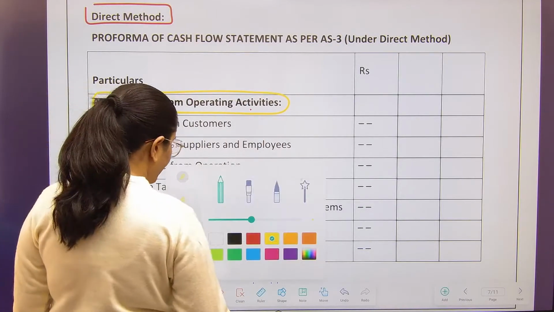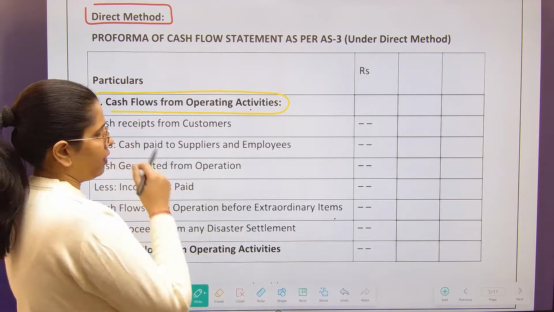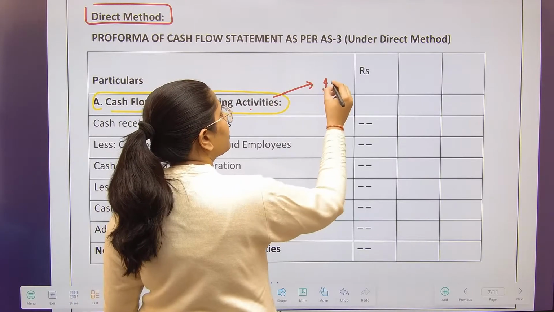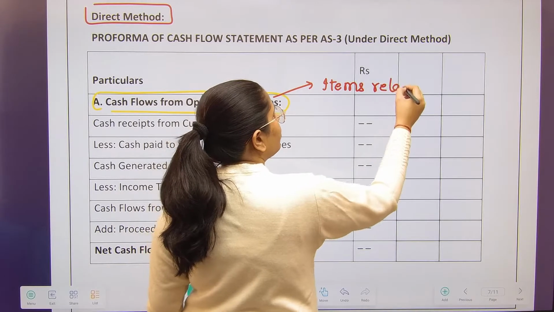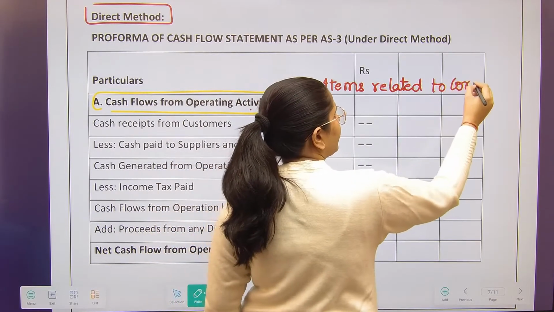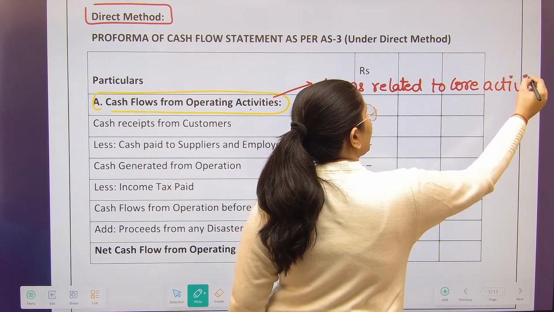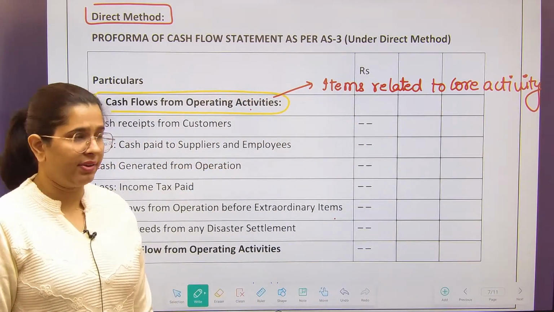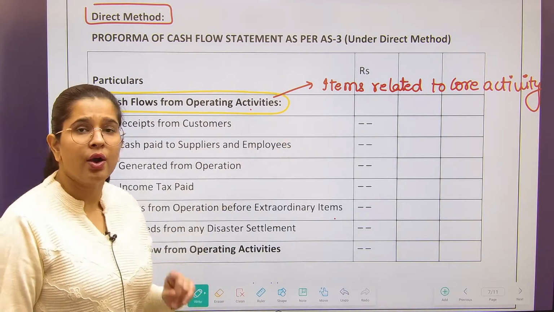Now, what we would like to calculate here, listen to me very carefully. First thing first, I want all the items which are related to the core activity. Whatever activity is my core, whatever is the main objective of my existence of business, is my operating activity. So all the items in this particular section will belong to my core activity.